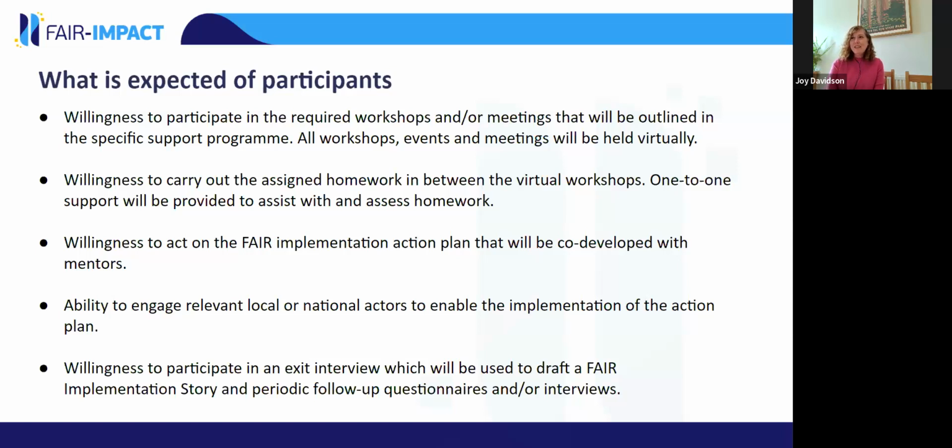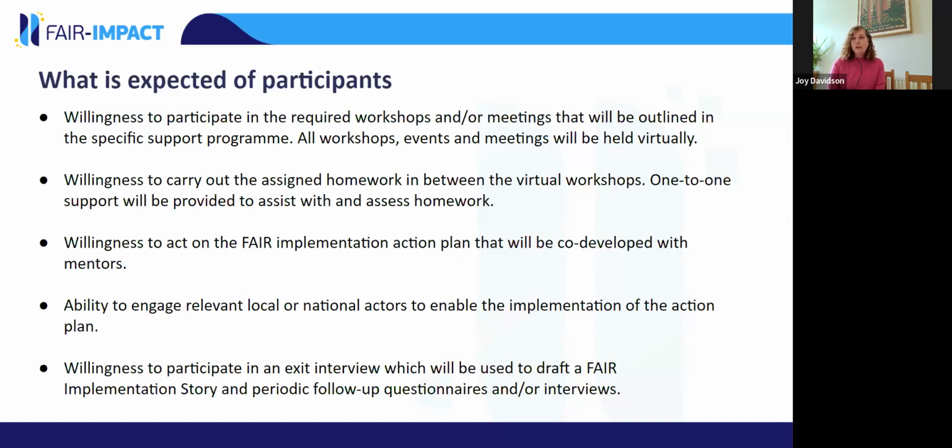We want to see in the applications that there will be some sort of willingness to act on the implementation plan. So we don't just want you to develop a plan. We actually want to know that you will put some aspect of these into action. You may not be able to do everything, but we do want to get a sense that something tangible will happen as a result of your participation in the program.